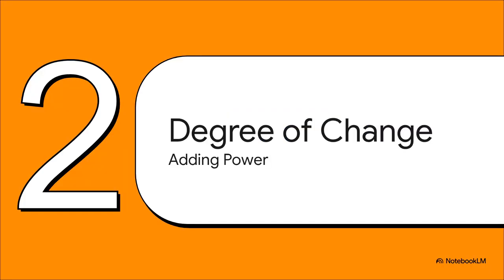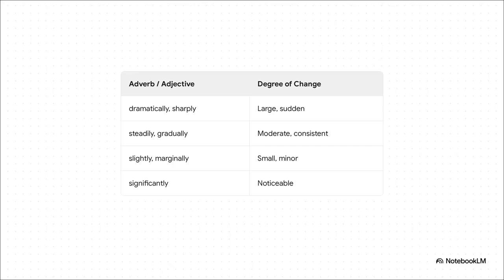Okay, so we've got our basic verbs down. But how did the numbers change? Was it a massive, sudden jump or more of a slow crawl? Let's level up and add some real power with modifiers. This is where a single word can change the entire story. A number can rise dramatically, which implies this huge, sudden shift, or it could increase steadily, which suggests a much more consistent, predictable pace. You see, a slight fall tells a completely different story than a dramatic one. These words are what add that crucial layer of precision.